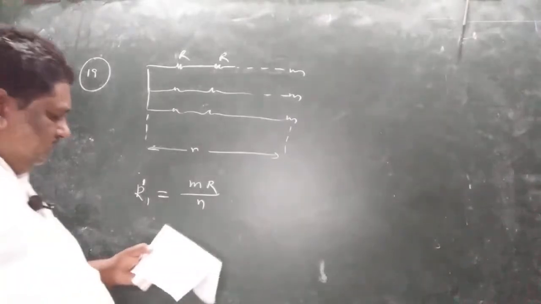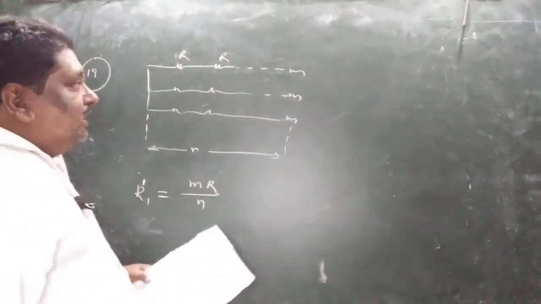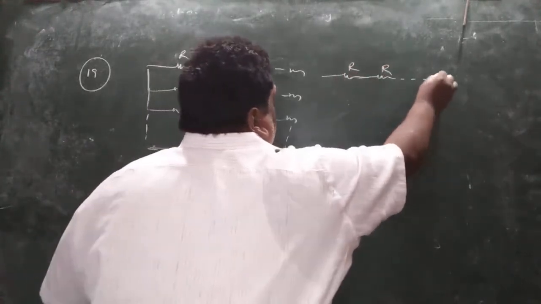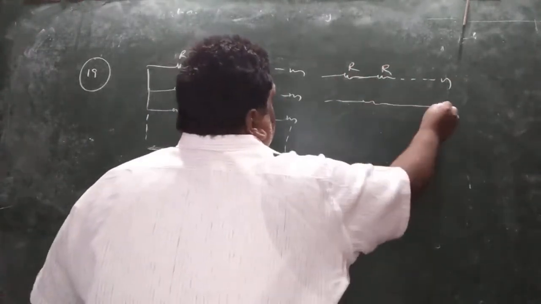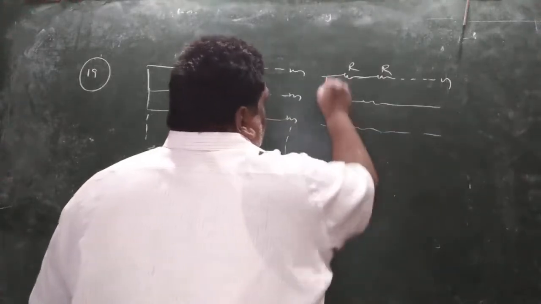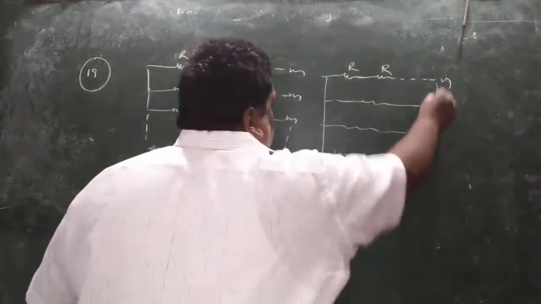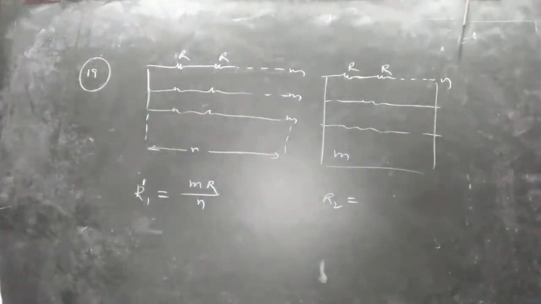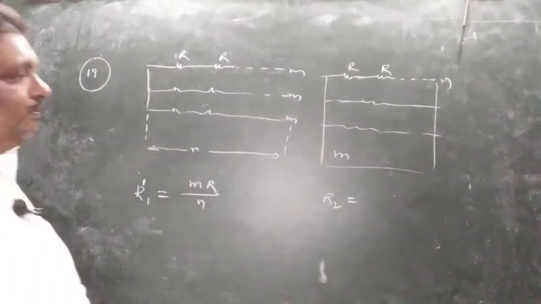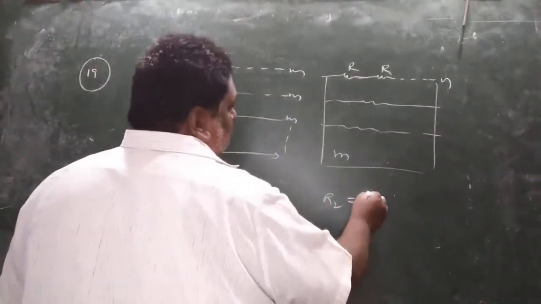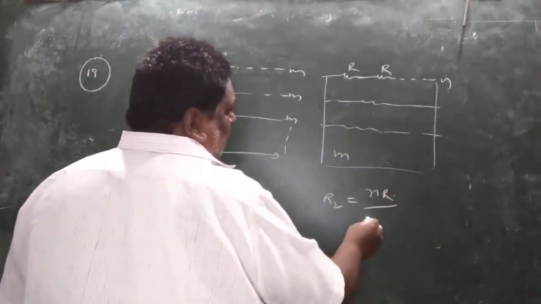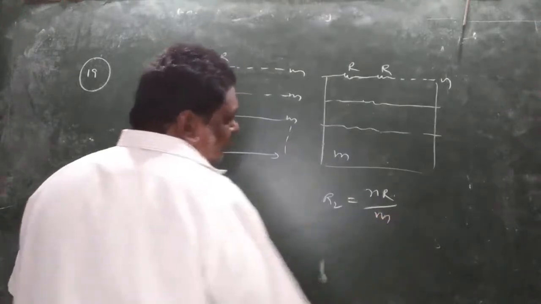Okay. Next, the N wires are in series. Like this, M parallel branches are present. Its equivalent is R2. R in series, like that N resistors. Such parallel combinations, M parallel combinations. What is the resistance in one line? NR. Such how many in parallel? M. So what is the total equivalent? NR by M.